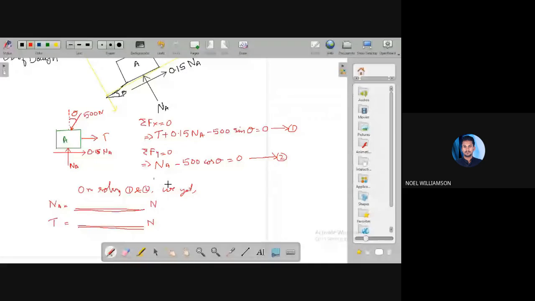Here what is that? You are having 3 unknowns, that is T, Na and theta, and you have got only 2 equations. So with 3 unknowns and 2 equations you cannot solve like this. Okay, you cannot solve the value for Na and T. So let the equations be as such.